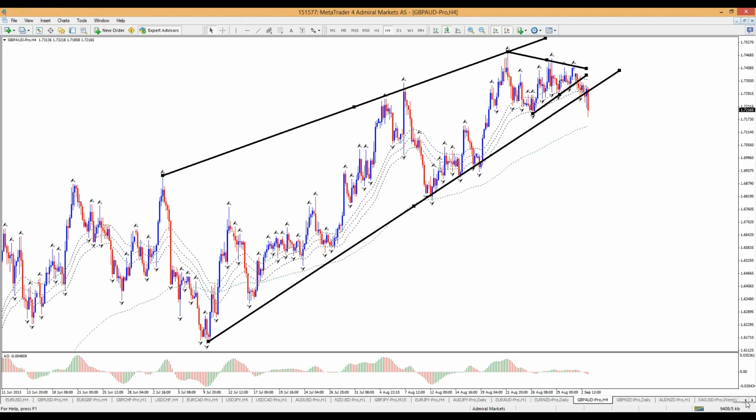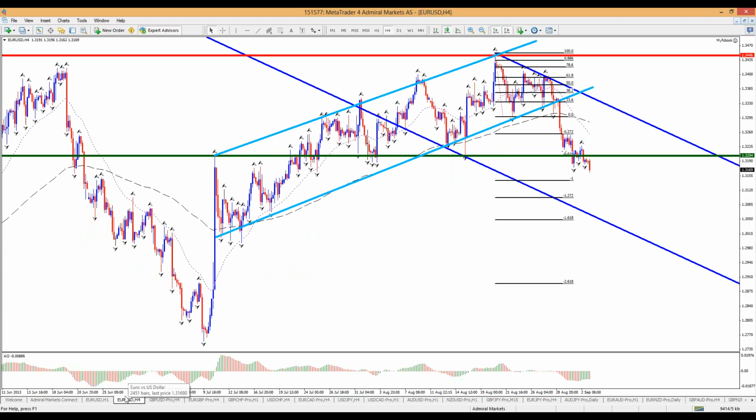Let me zoom all the way back here to the euro. And the euro is breaking the 132 support, the thick green line we have had here, indicating the daily support. And obviously we already broke that uptrend channel, the light blue uptrend channel. And so the euro is definitely now in a bearish mode on the daily and 4-hour time frame.